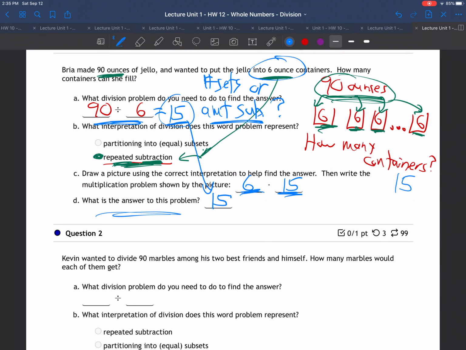So what did we do there? We thought deeply about division. To help you, again, become a master to teach younger folks how to think about division in a word problem, we saw 90 ounces, and the 6 was the amount we were subtracting every time. So it was repeated subtraction mainly. We know the answer to 90 divided by 6 is 15, and that implies a multiplication problem of 6 times 15. A division problem always implies backwards a multiplication problem, and the answer is 15, because there's 15 containers when we're done. How many containers can she fill? That's the question. 15 containers.